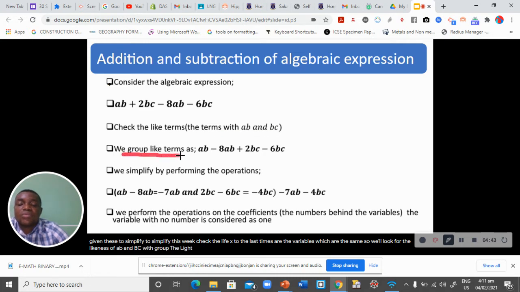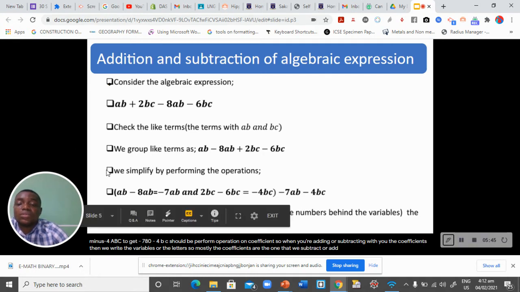We group the like terms. So when we group, AB will be grouped with minus 8AB, and 2BC will be grouped with minus 6BC. Our next step is to simplify by performing the operations. If you look at AB minus 8AB, it's like 1 minus 8, which gives negative 7AB. 2BC minus 6BC will give us minus 4BC. So we get minus 7AB minus 4BC. We perform operations on coefficients. When we are adding or subtracting, we deal with the coefficients, then we write the variables or the letters. Mostly the coefficients are the ones that we subtract or add.